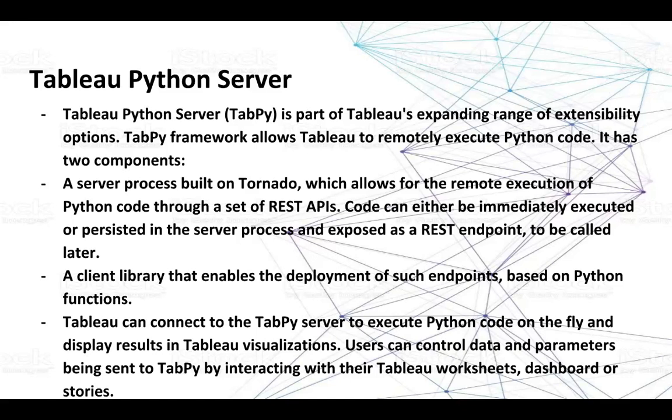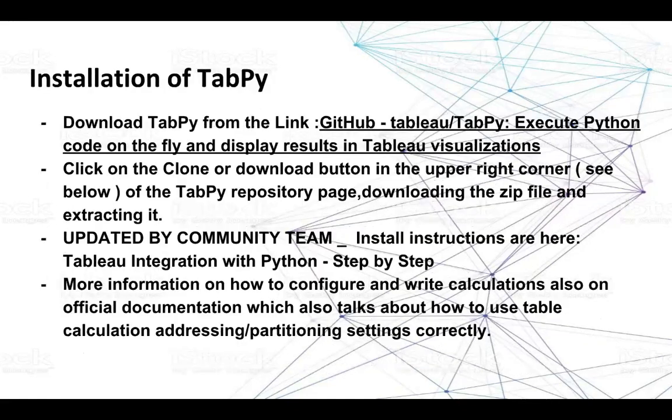Code can either be immediately executed or presented in a server process and exposed as a part of REST endpoints to be called later. The second component is a client library that enables the deployment of such endpoints based on Python functions. Tableau can connect to the TabPy server to execute Python code on the fly and display results in Tableau visualizations. Users can control data and parameters being sent to TabPy by interacting with the Tableau worksheets, dashboards, or stories.